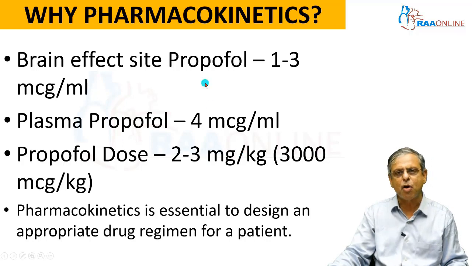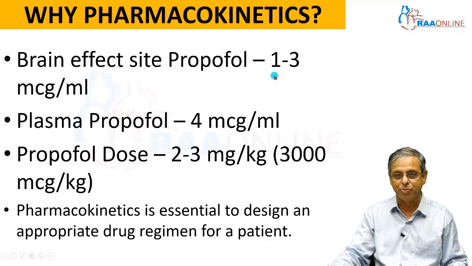We know that propofol acts on the GABA receptors that are present in the brain. And at the GABA receptor in the brain, we need propofol only in a concentration of about 1 to 3 microgram per ml. To produce this concentration in the brain, in the plasma we need a propofol concentration of about 4 microgram per ml. And to achieve this, we give a dose of propofol of about 2 to 3 milligram per kg, which is 3000 microgram per kg.